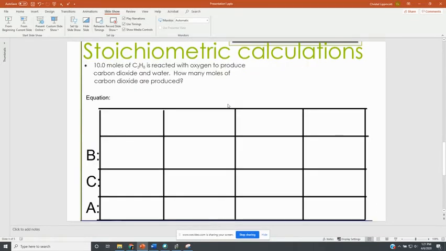Moving on to our next question. This one is a combustion of a hydrocarbon. And with this one, they're telling us that we're starting out with C3H8. We're reacting that with oxygen, and we're producing carbon dioxide and water. They want to know how many moles of carbon dioxide we're producing. So we have to start out with our equation. I'm going to write our equation in here. So C3H8 plus O2 yields CO2 plus H2O.